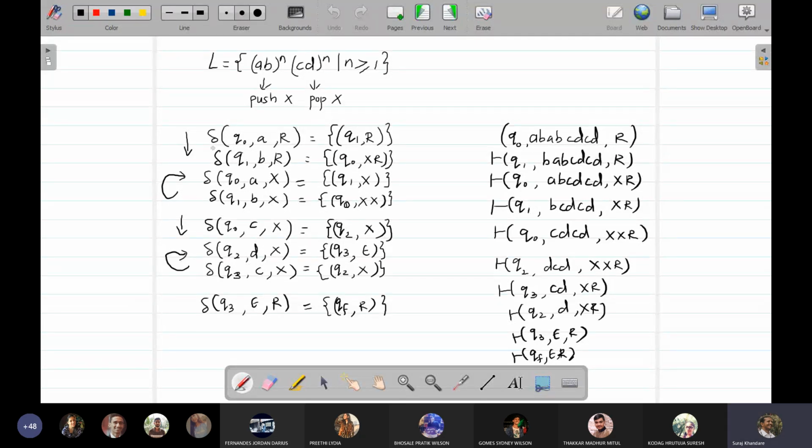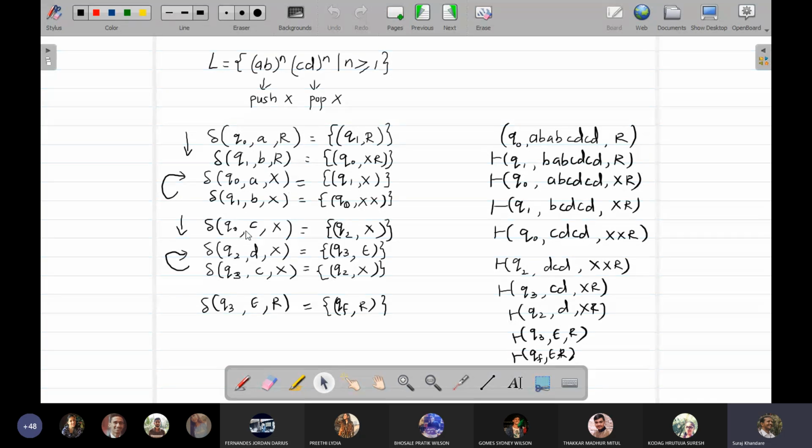Then in Q1, when we get B, stack top is R, we go to Q0 and push X onto the stack. Then again in Q0, if we get A and stack top is X, we keep stack top as it is, just change the state. So we go to Q1. In Q1, when we get B, stack top is X, we change the state to Q0 and push X onto the stack. So the first two operations happen just once. If more AB comes in, then these operations will get repeated.